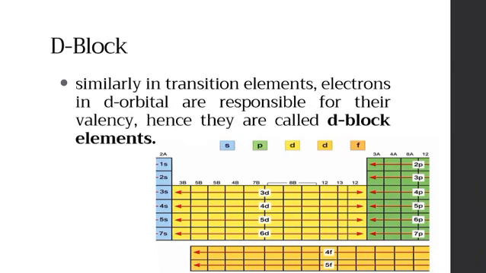The transition elements belong to the d block. Here, electrons in the d orbital are responsible for their valency. These elements show variable oxidation states and are widely used in industry.